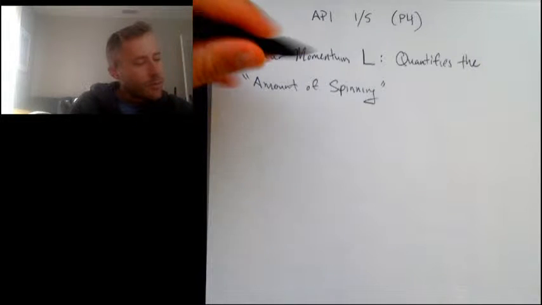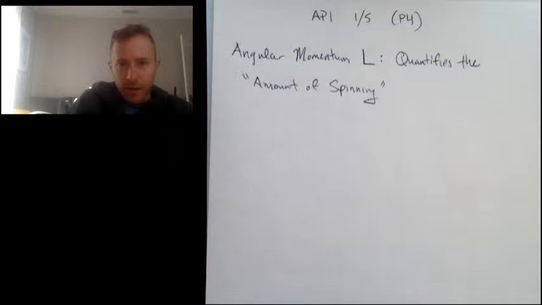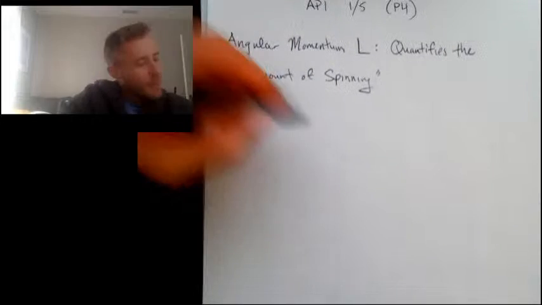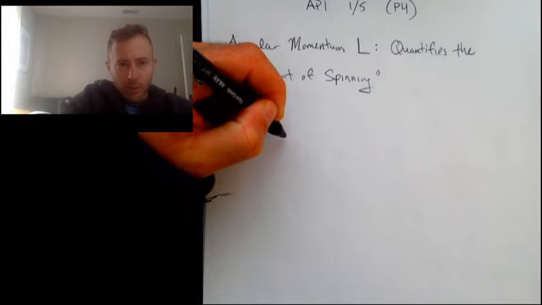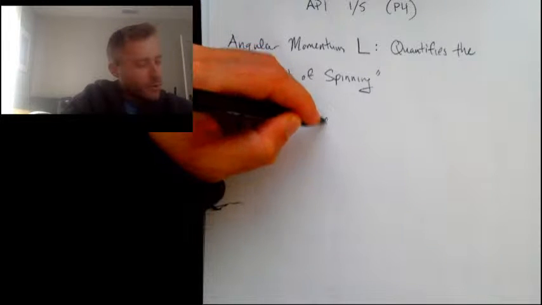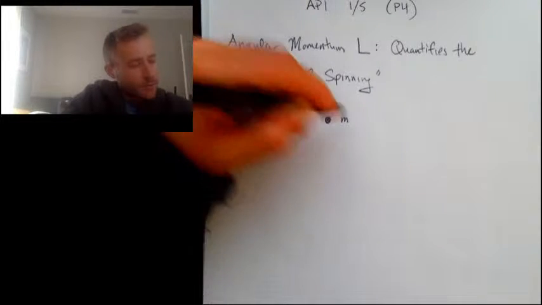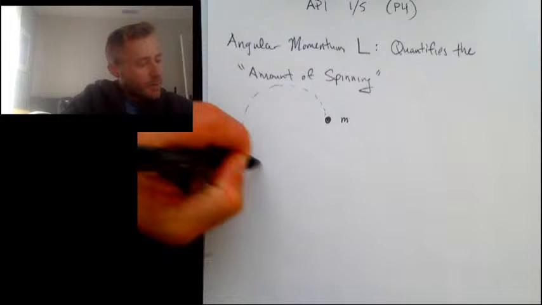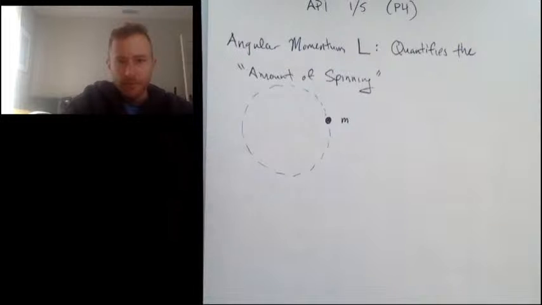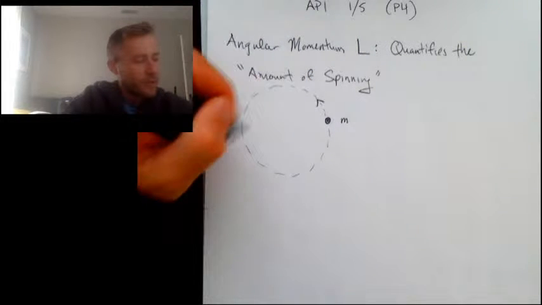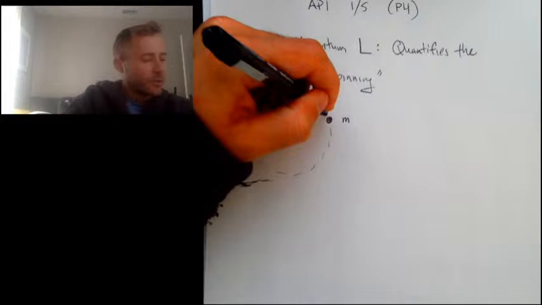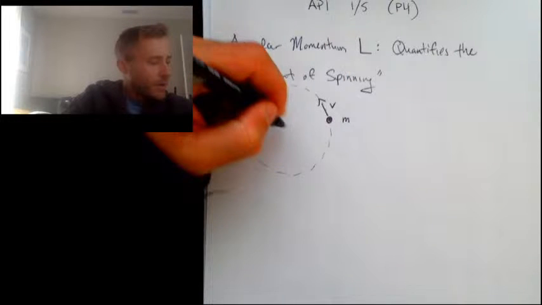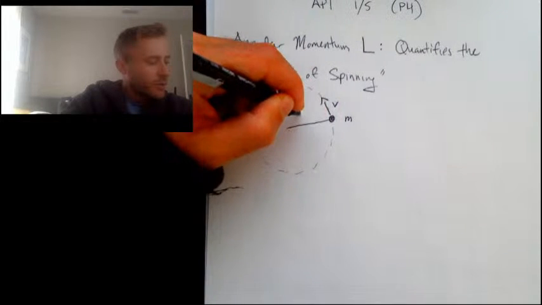So there's a formula for angular momentum. What I want to consider is an object of mass m that is moving in a circle. It has a speed v, and the circle has a radius r.